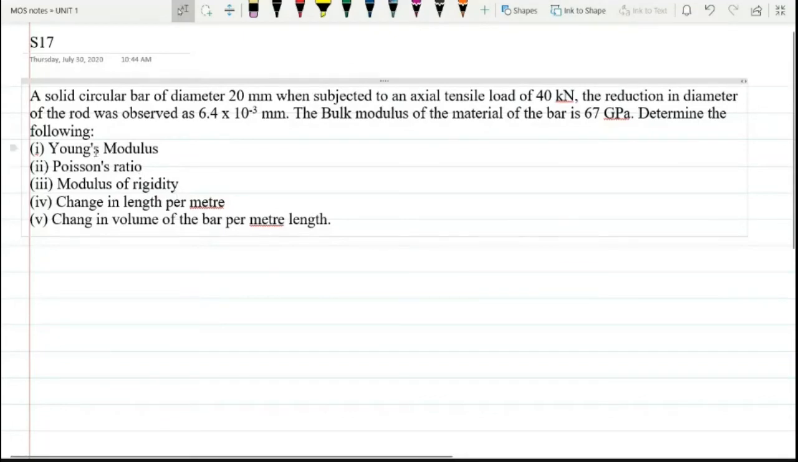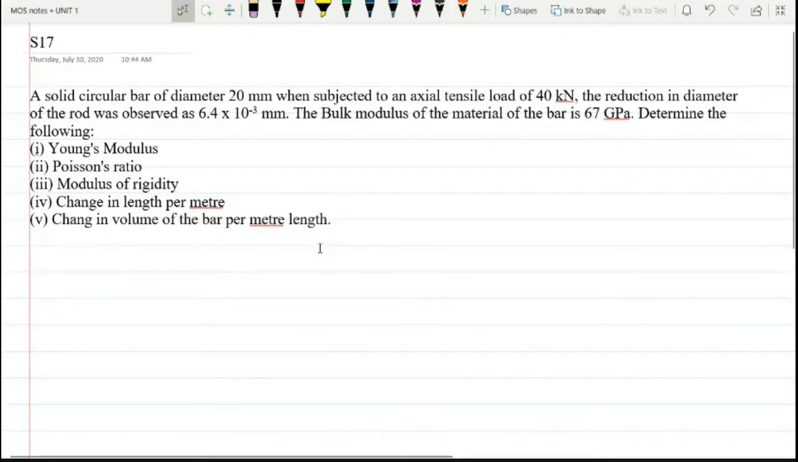They are asking you to determine the following things. So they are asking you to find Young's modulus, Poisson's ratio, modulus of rigidity, change in length per meter, change in volume of bar per meter length. So this is what the question is. It looks somewhat easy, but you have to use different types of approach and formulas to solve this. Let us write what are the given data. I am going to solve this in Newton and mm.